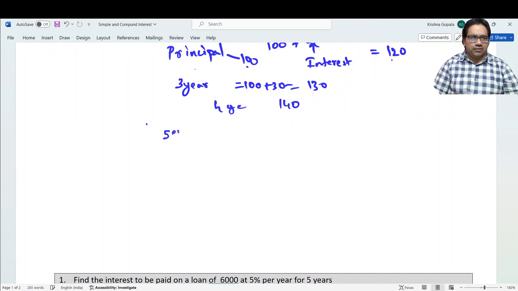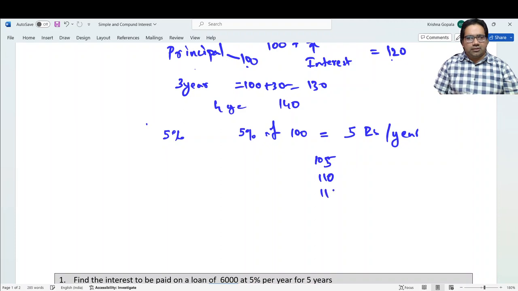Similarly, if it is a 5% interest rate instead of 10%, then 5% of 100 is 5 rupees per year that we have to pay. After the first year, we have to pay 105 rupees. Second year, 110 rupees. Third year, 115 rupees. Fourth year, 120 rupees. Every year, 5 rupees. By the end of the second year, 5 plus 5, 10. Third year, 15. By the end of the fourth year, 20.